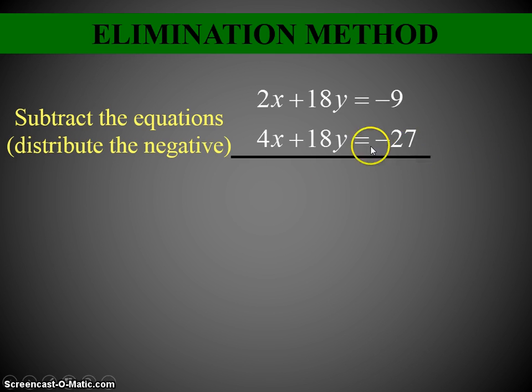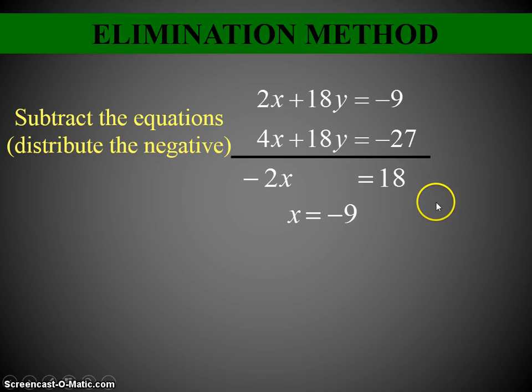Okay, and this can be a little tricky. You want to distribute the negative, so essentially change all of the signs down here. Okay. So when I do that, 2x minus 4x is negative 2x. 18y minus 18y is 0y. They're eliminated. And negative 9 minus negative 27 is actually negative 9 plus 27, which is 18. When you subtract a negative, you're really adding.